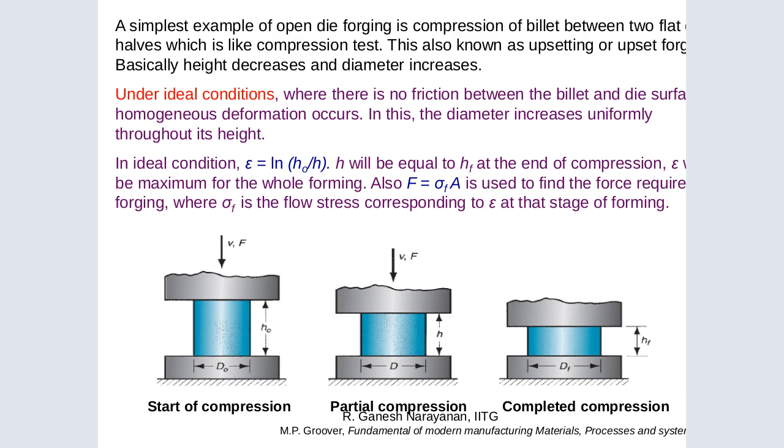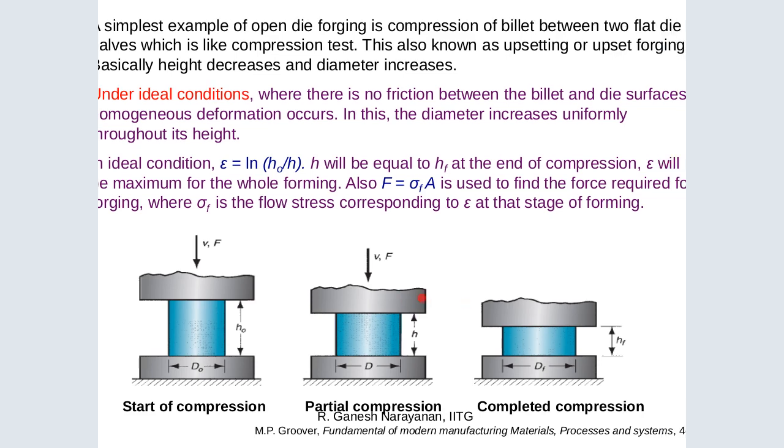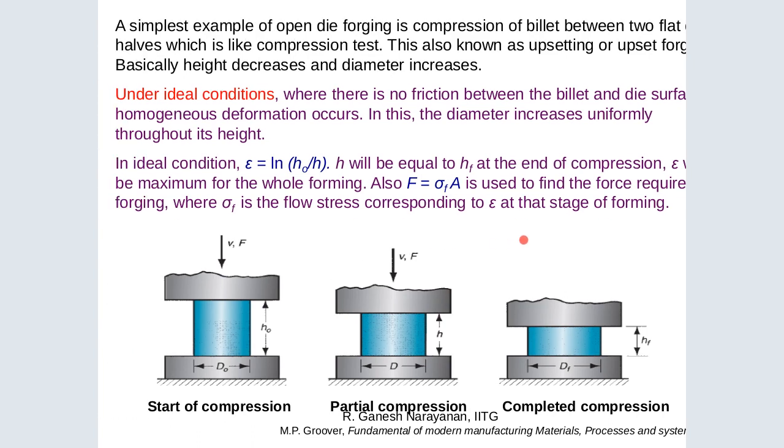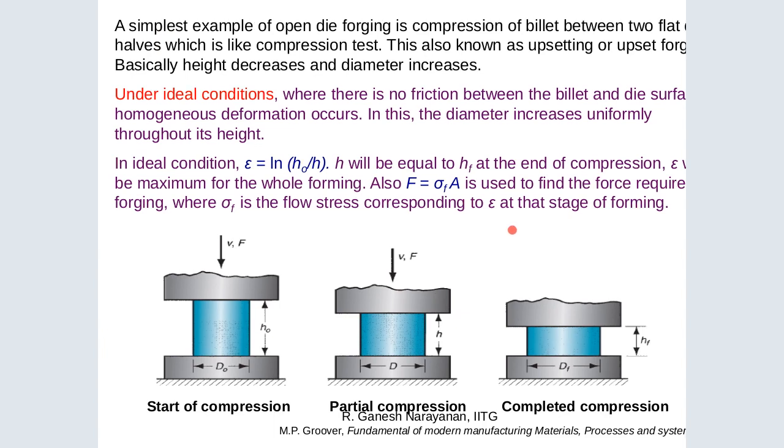So in ideal condition, the strain is ln(h0/h), where h is the height. We will look at the piece, and at the end of the compression be the maximum of the whole forming.